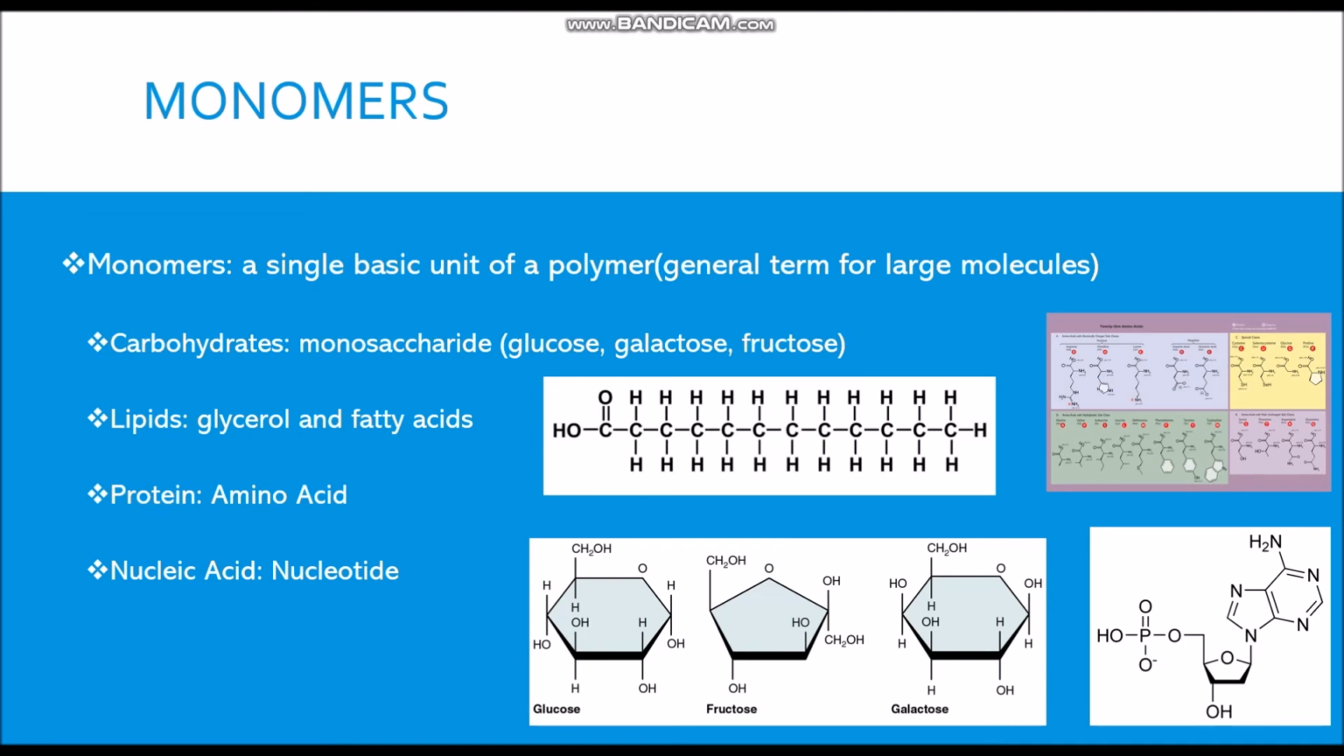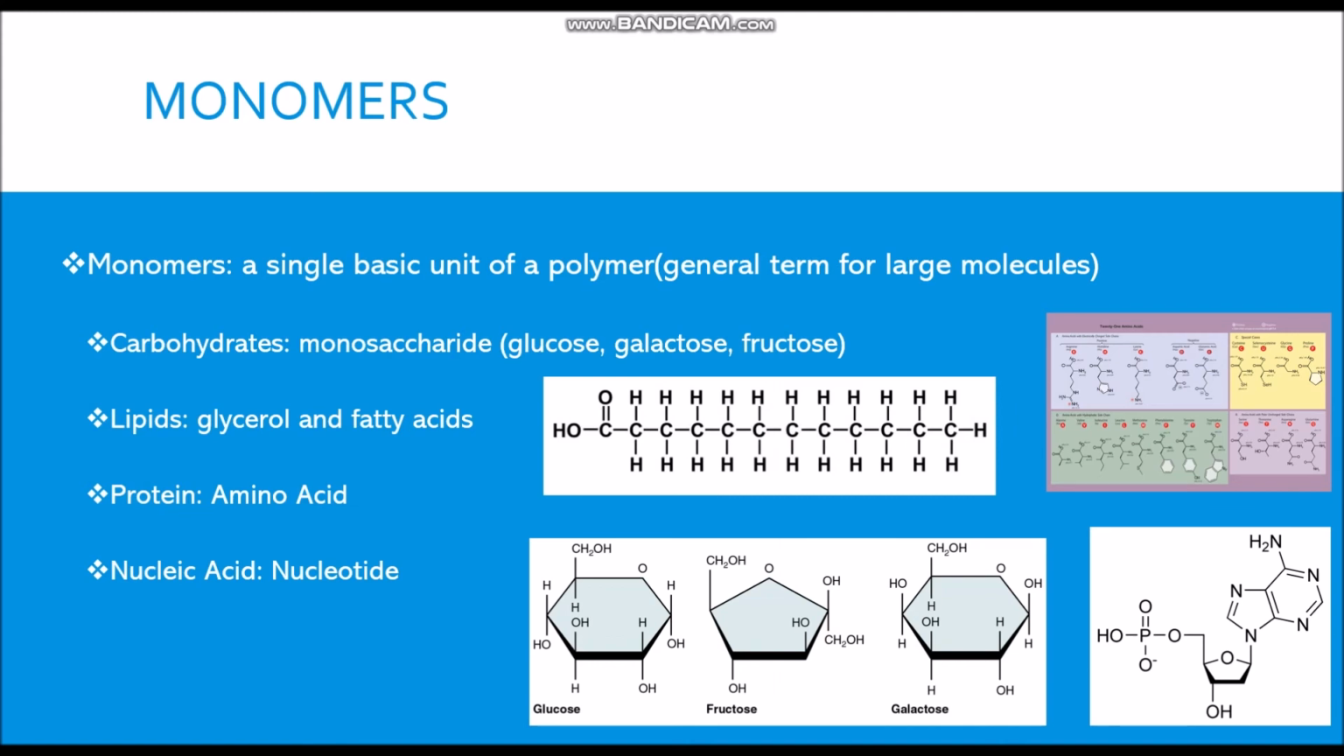Okay, so we move on to monomers. So a monomer is a single basic unit of a polymer. A polymer is a general term for the large molecule. So you can tell mono means one, and poly means multiple, and mer just means unit. So monomer means a single unit, polymer means many units.